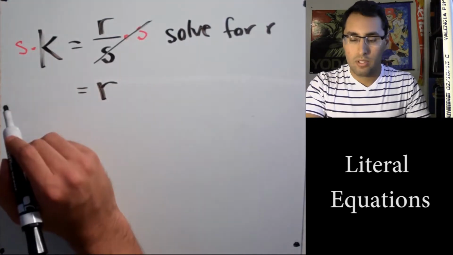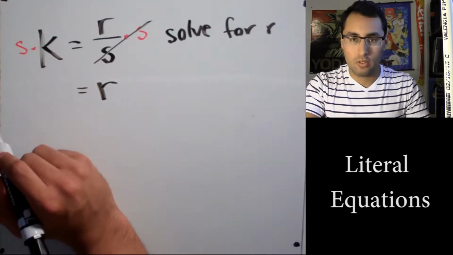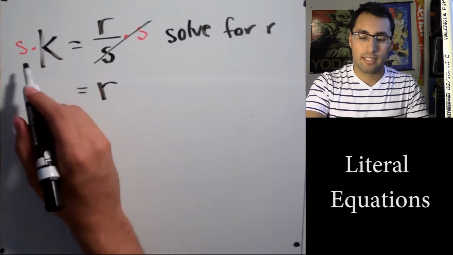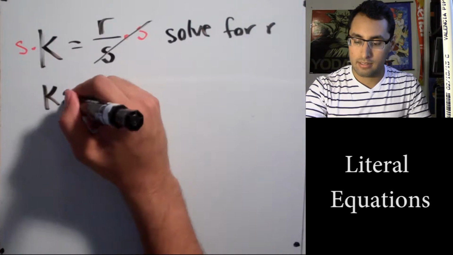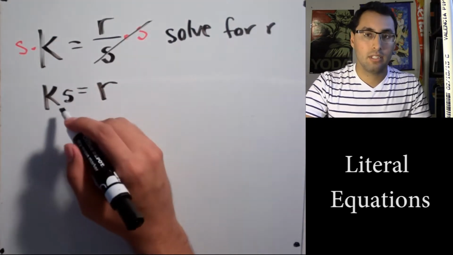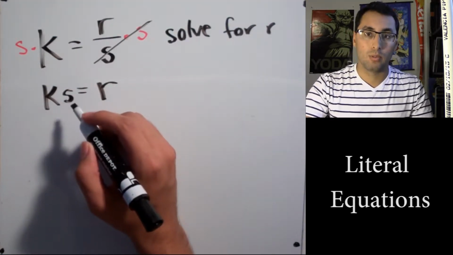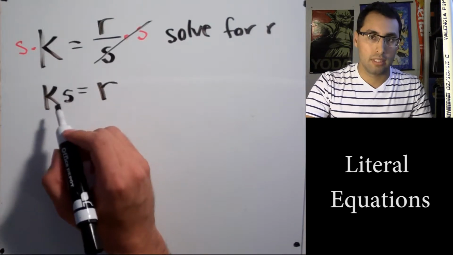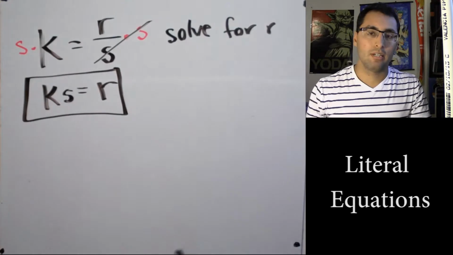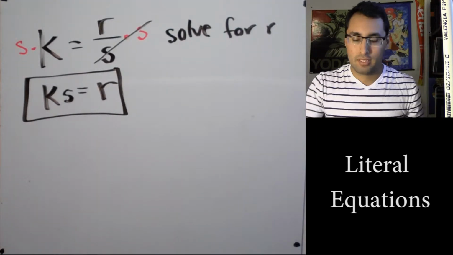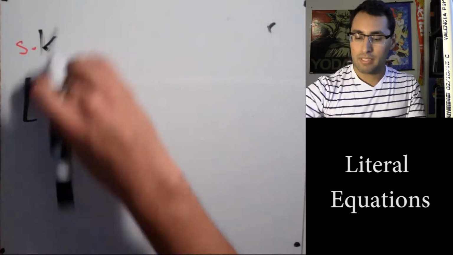Now when you have literal equations, for the most part you will alphabetize them, so instead of writing SK, I would just put KS. And since they're next to each other, it indicates that they are multiplying, so you don't have to put a multiplication symbol there. So you have R by itself, we've correctly solved for that. Alright, let me give you another one.